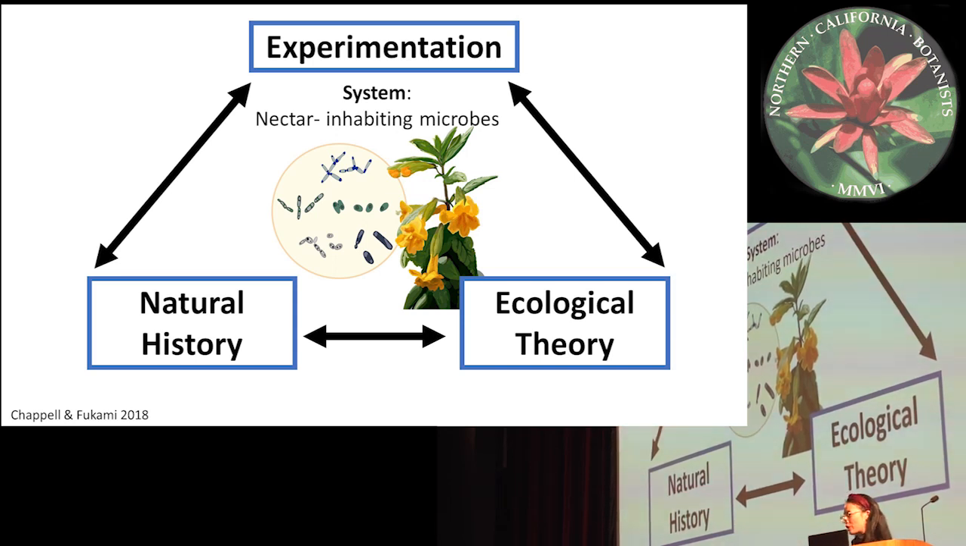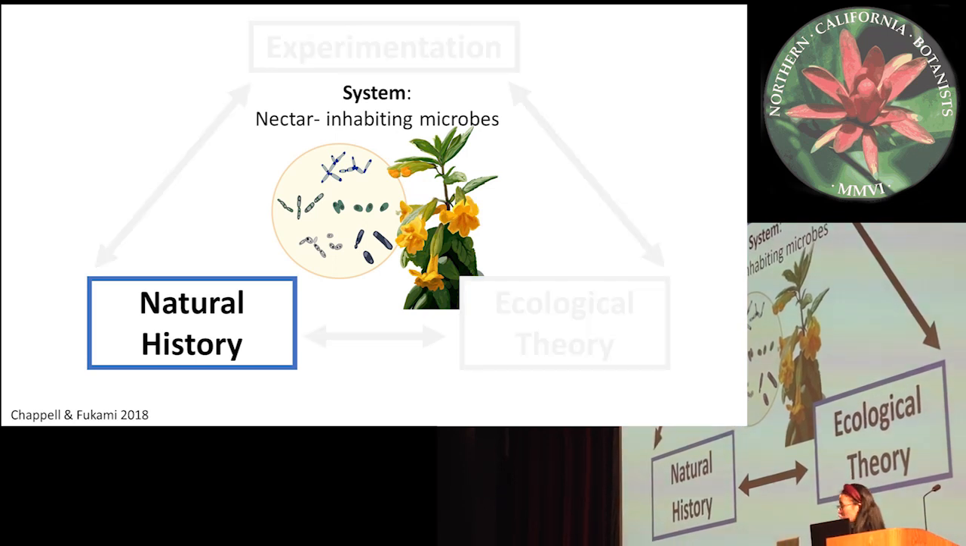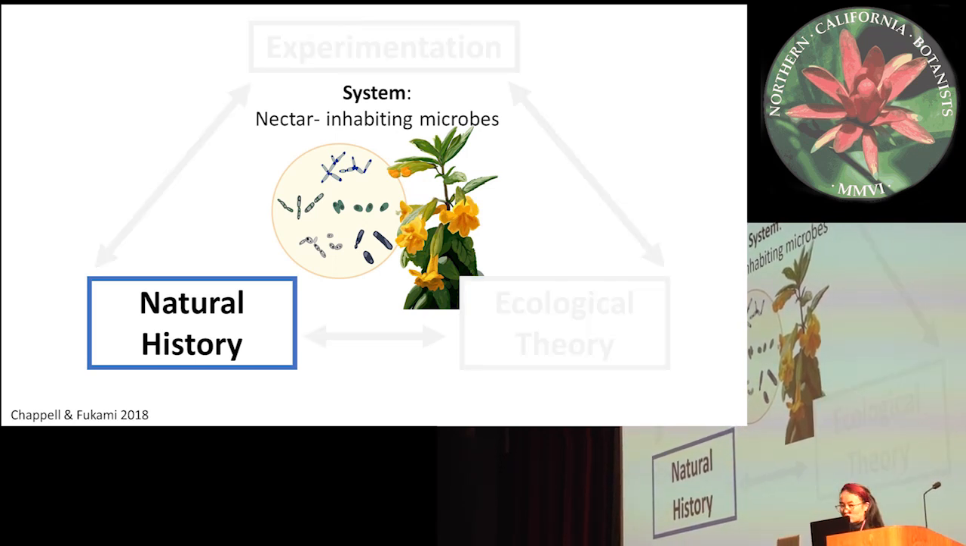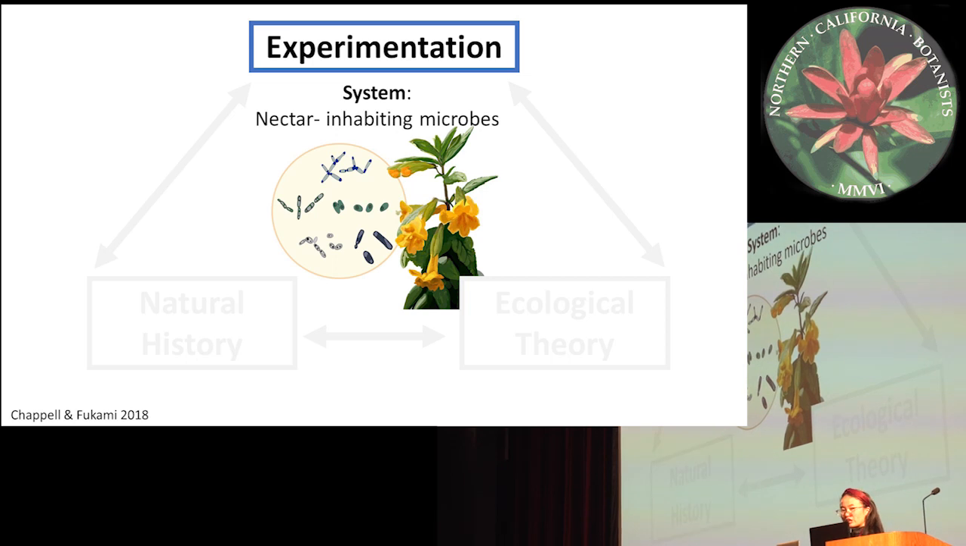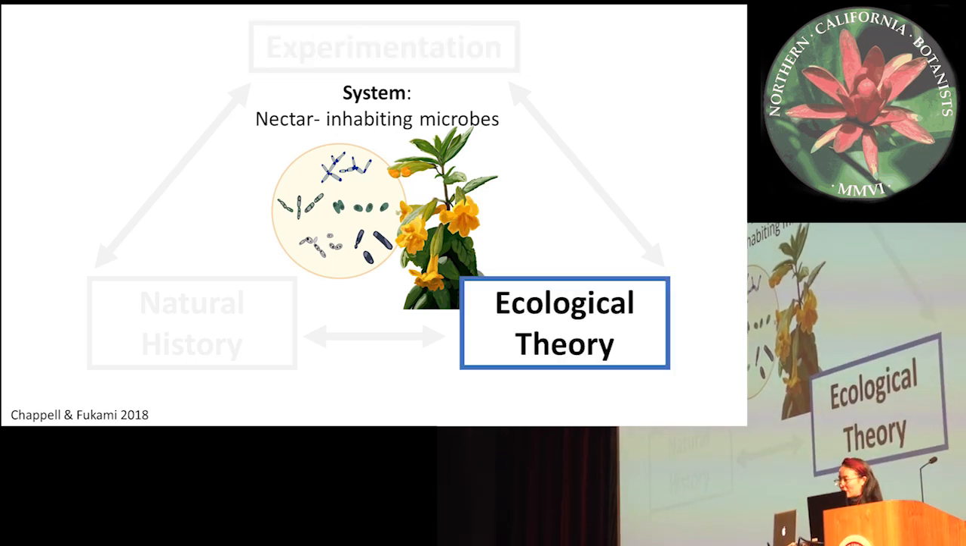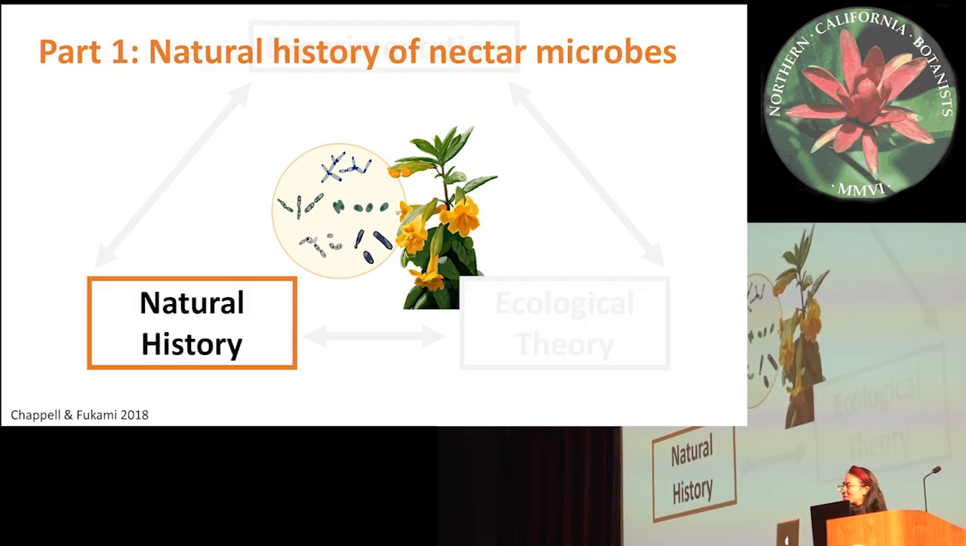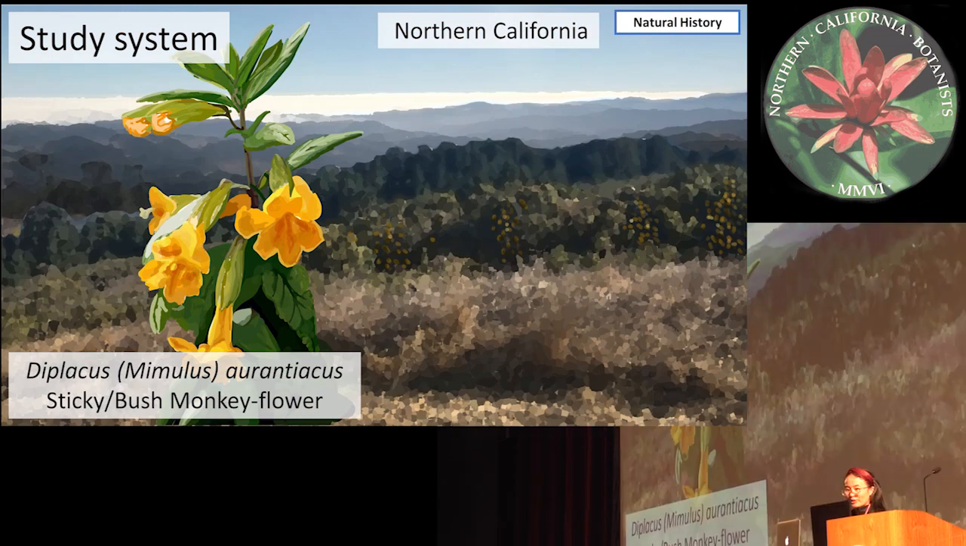So today I'm going to frame my talk in this trifecta of understanding natural history, ecological theory, and how we use experimentation both in the lab and in the field to address some of these really fundamental questions. So we're going to go from natural history to experimentation to ecological theory. So first, let me tell you a little bit about how these guys work.